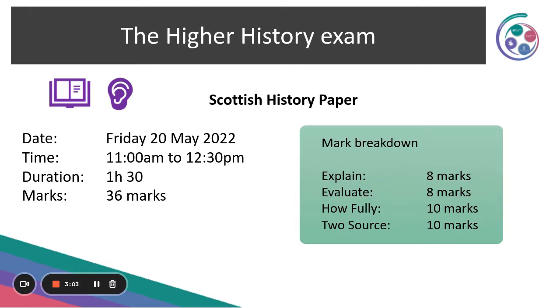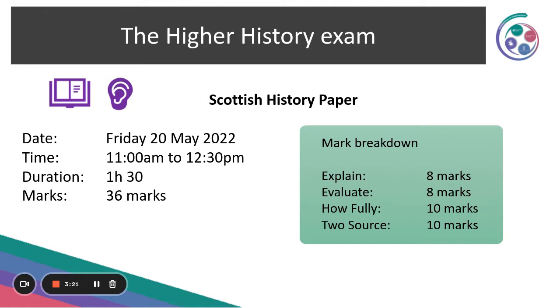For the Scottish History paper, which is also known as Paper 2, that is also on Friday the 20th of May 2022, and it's slightly later, it's on at 11 till 12:30. It lasts also 1 hour and a half and is worth 36 marks. If you look at the green box, you'll see the mark breakdown.